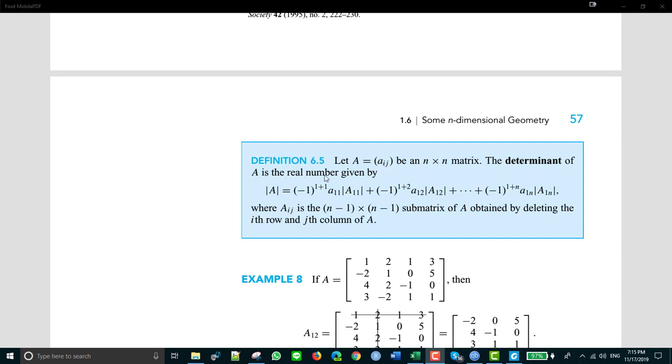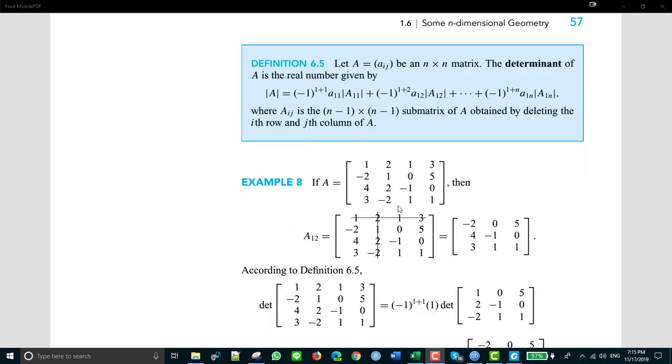The determinant of this matrix is given by, of course, a real number, because the determinant should give us a real number. So we'll denote it by this, like that, as usual. And then we have to go through a lot of trouble here. But the idea is the same as before.